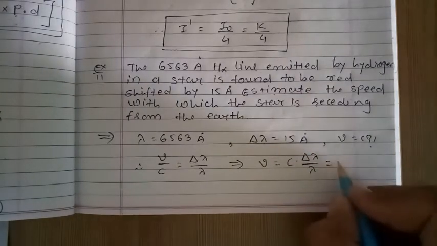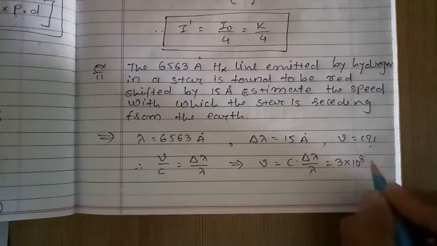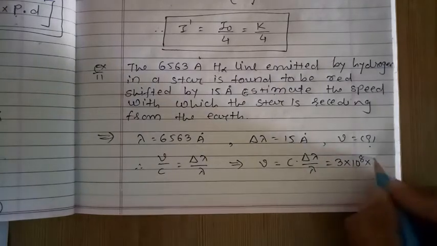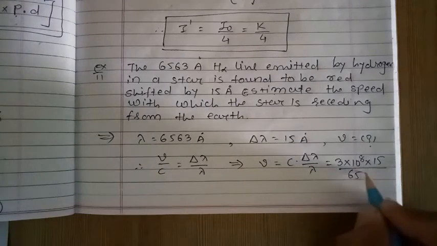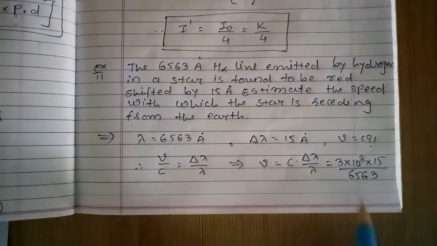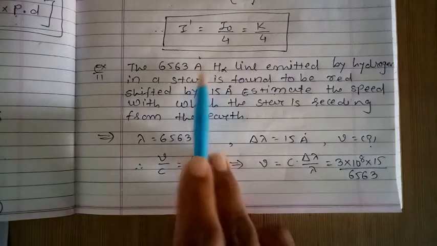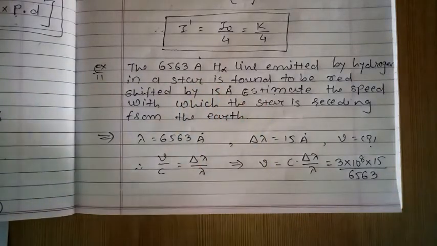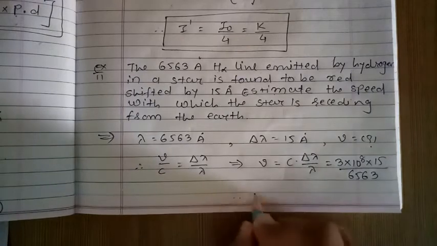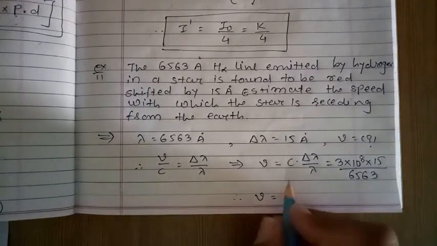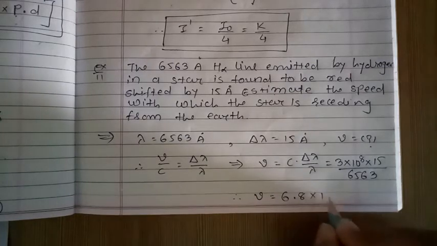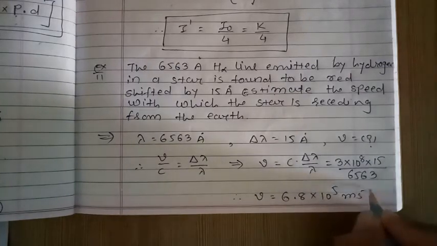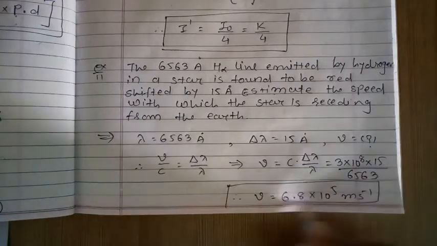The value of c is 3 into 10 raised to 8, delta lambda is 15, upon the value of lambda, 6563. Here Angstrom is the same, so Angstrom cancels. So we get v is equal to 6.8 into 10 raised to 5 meters per second.